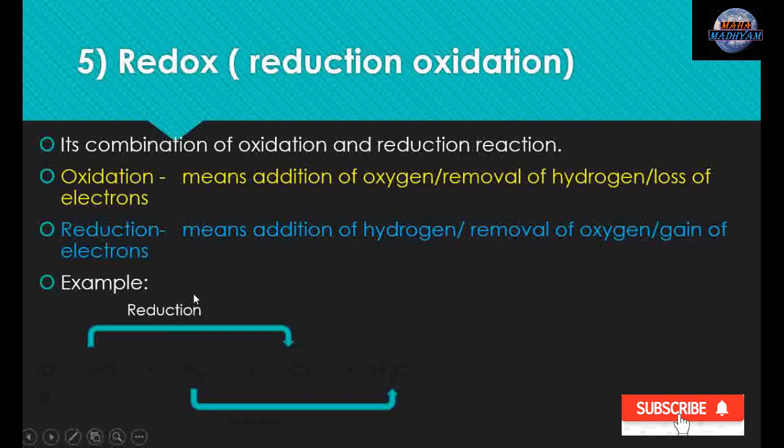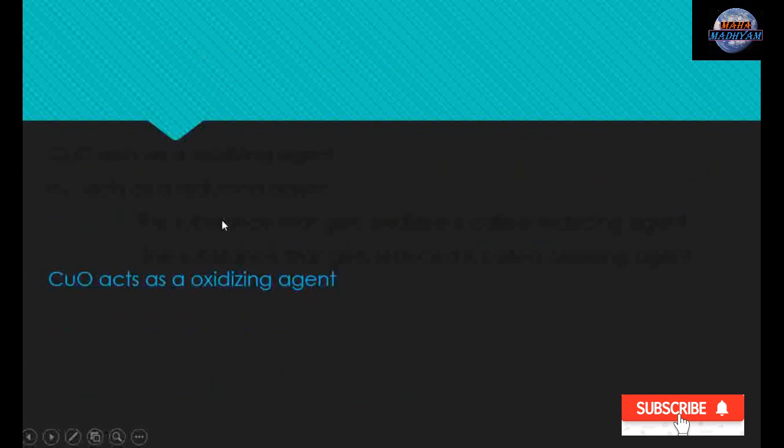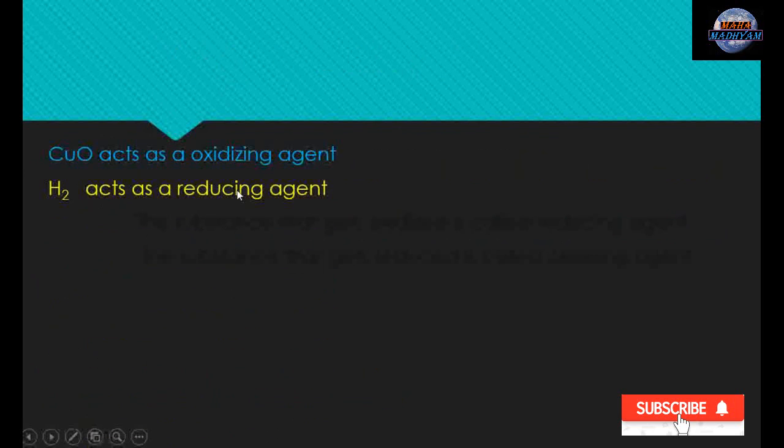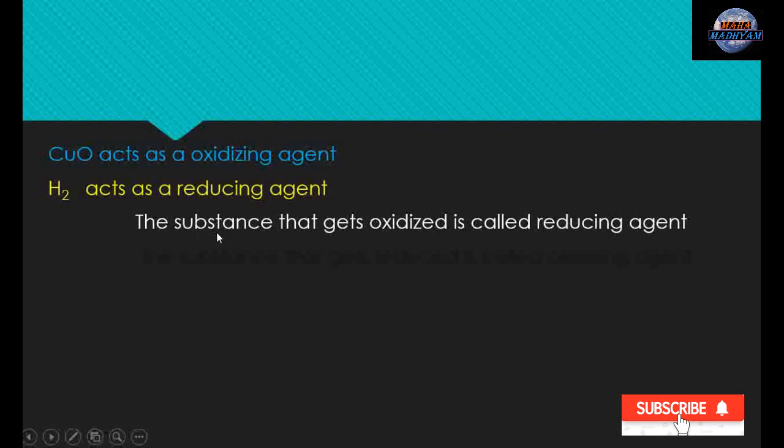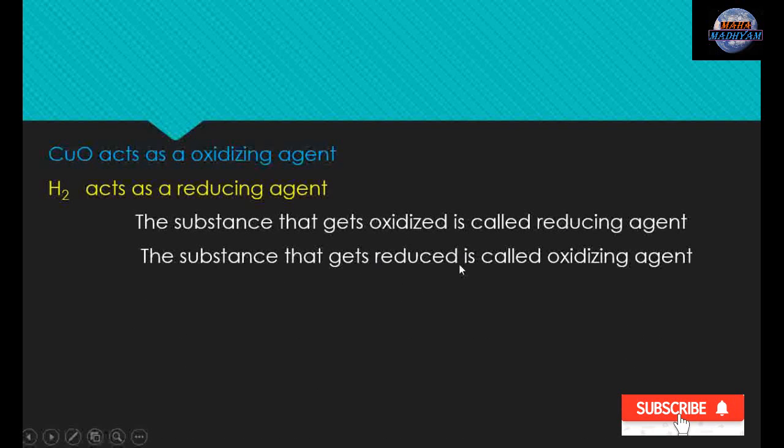For example, copper oxide reacts with hydrogen to form copper and water. Here copper oxide loses oxygen and undergoes reduction, and hydrogen gains the oxygen and undergoes oxidation. In this reaction, copper oxide acts as an oxidizing agent, hydrogen acts as a reducing agent. The substance that gets oxidized is called the reducing agent. The substance that gets reduced is called the oxidizing agent.